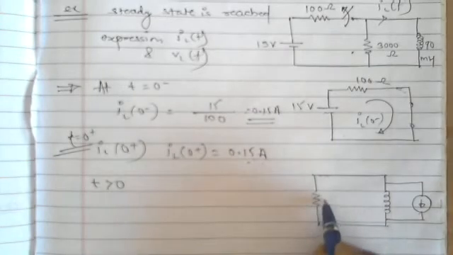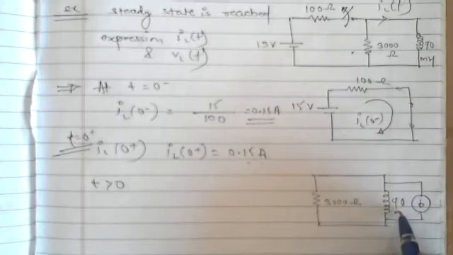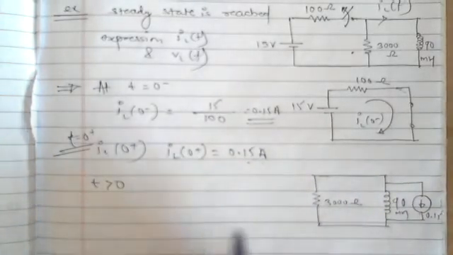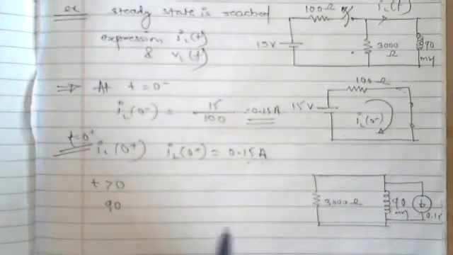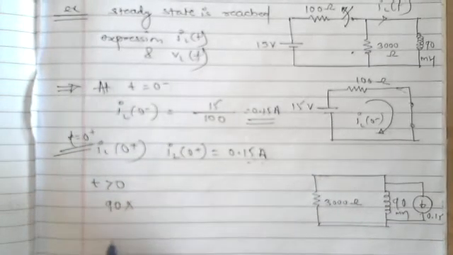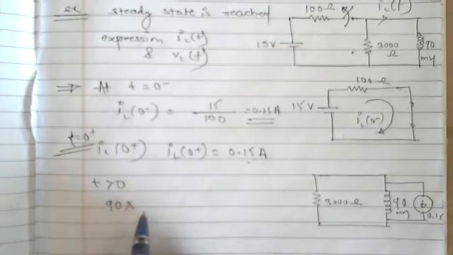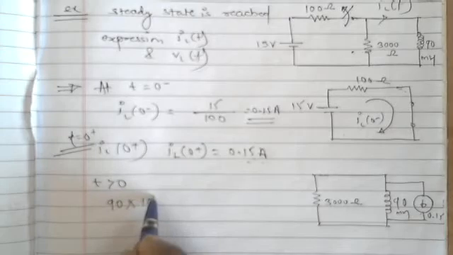Okay, this is 3000 ohm, so 90 millihenry, and this is 0.15 ampere. So when I apply the KVL equation here, the equation will be 90 into, okay, L di by dt, no? So 90 millihenry, so 90 into 10 raised to minus 3.